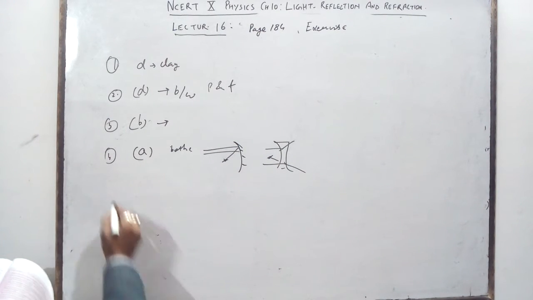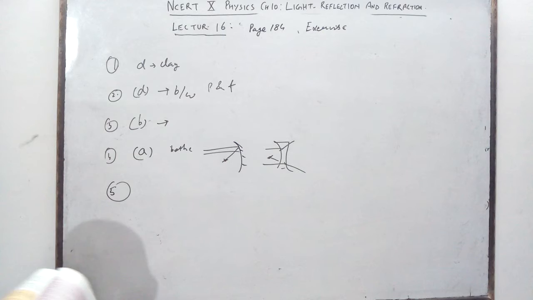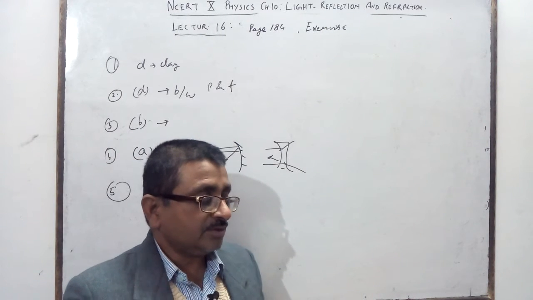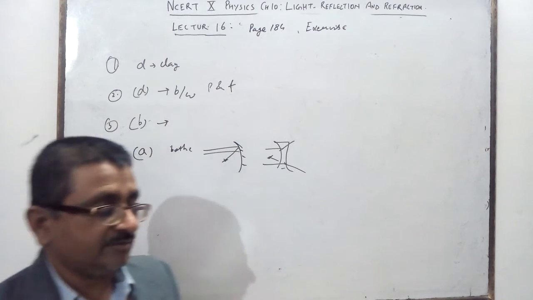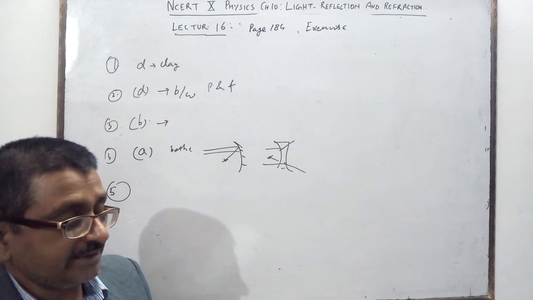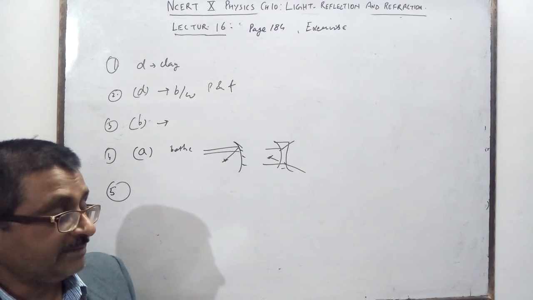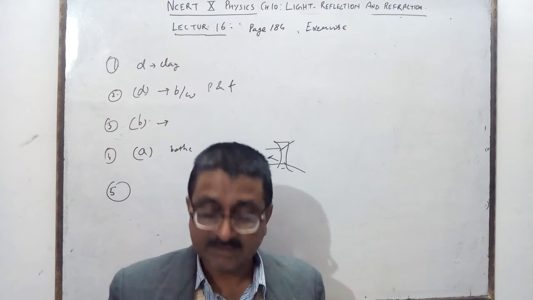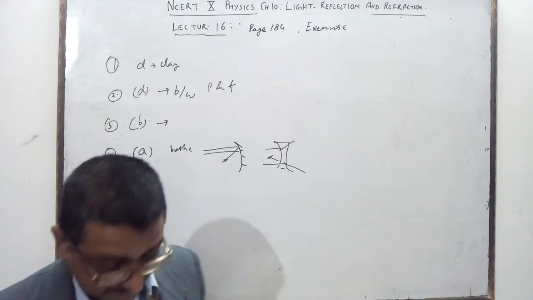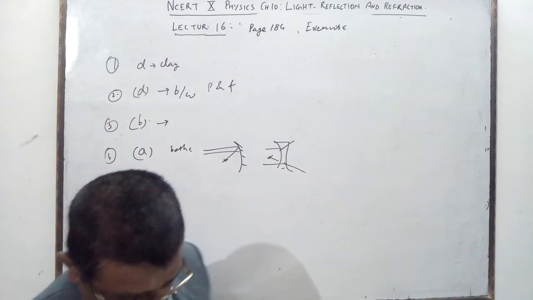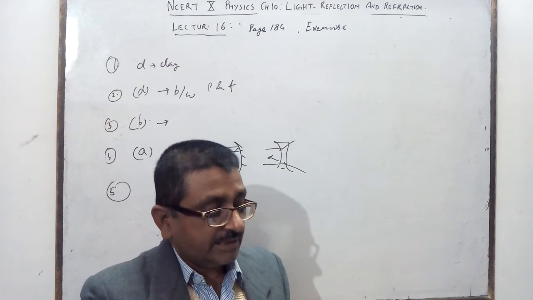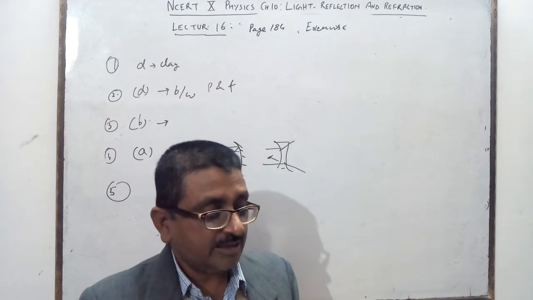Question number 5. No matter how far you stand from a mirror, your image appears erect. The mirror is likely to be, no matter where you are standing, always your image is forming erect. Then what type of mirror is this? Either a plane mirror or a convex mirror.